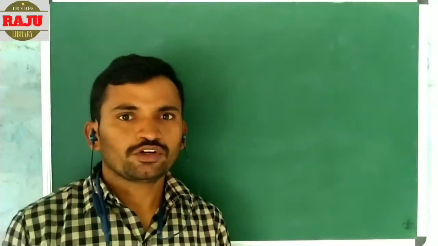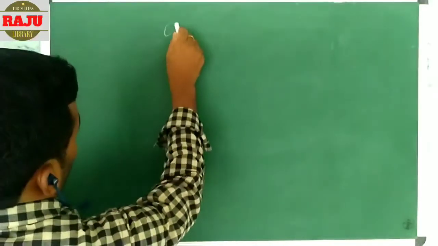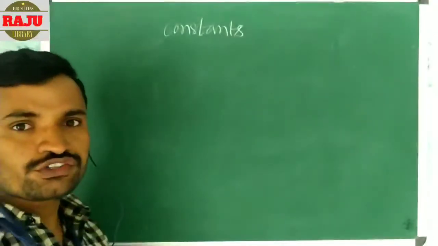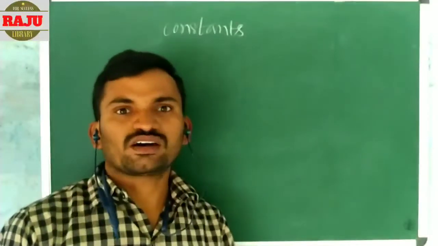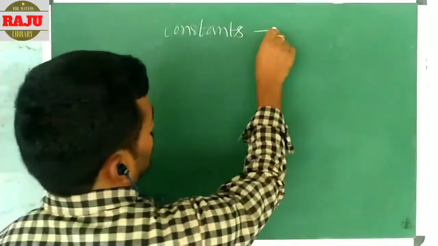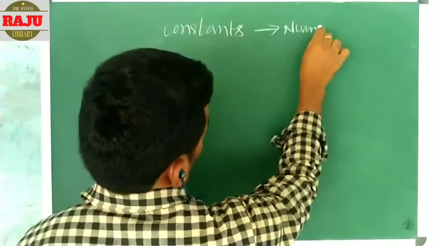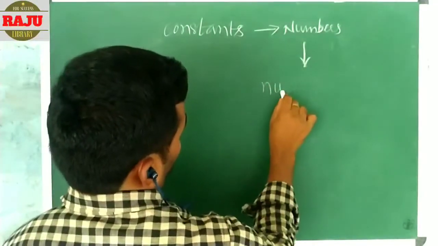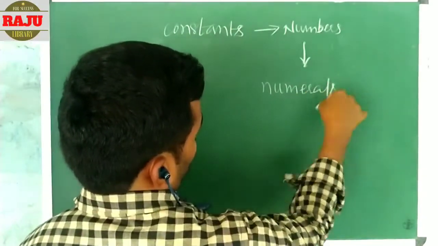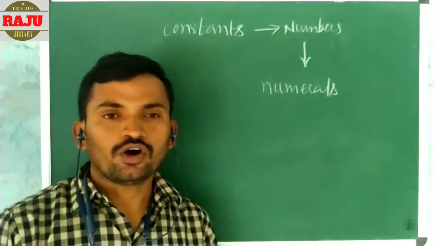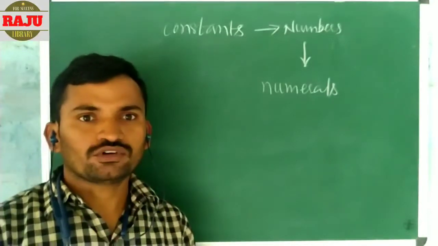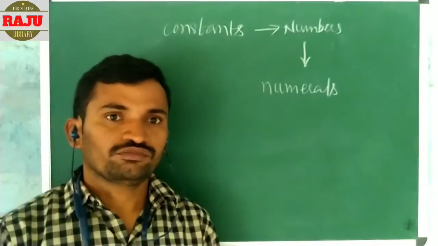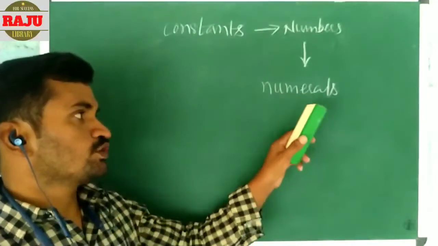Here you may know about constants. What are constants? Here constants are numbers. These numbers we can call numerals. So whatever numbers we know, all numbers 1, 2, 3, 4, 5 up to infinity, these are called numerals. We should remember this word, numerals.